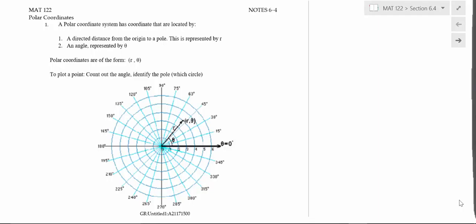One more section to go, and this would be section 6.4, and we're going to learn about polar coordinates. So this will be how we'll end up the semester. So polar coordinates, very interesting if you have not dealt with those before.